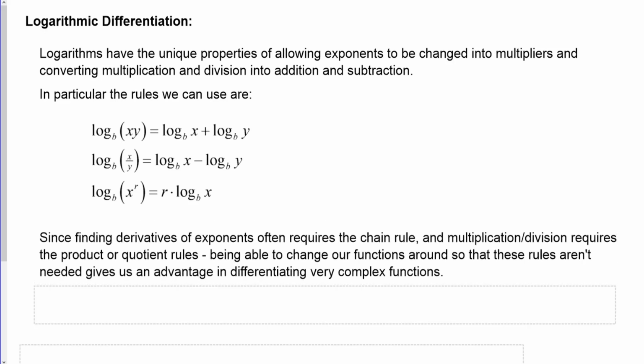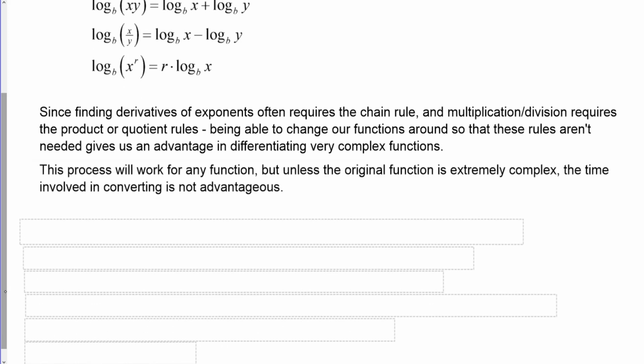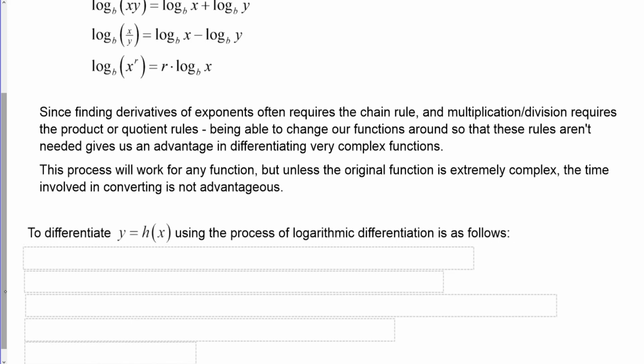So finding derivatives of exponents often requires a chain rule. Multiplication and division requires product and quotient rules. So like I said, if we can change these functions around so that those rules aren't needed, that really gives us an advantage in differentiating very complex functions. So this process will work for any function, but unless the original function is extremely complex, the time involved in converting doesn't really give you an advantage.